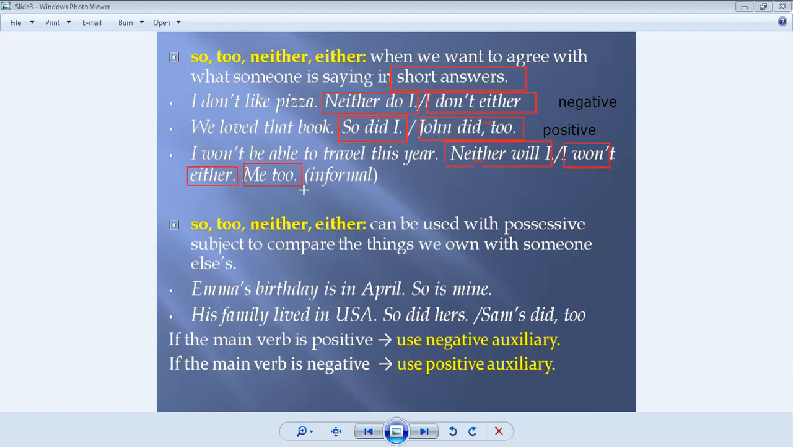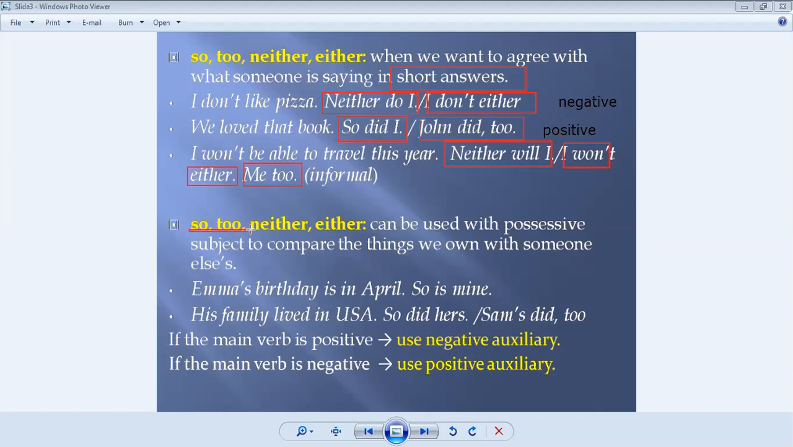Will you travel this year, Rauda, to Egypt? For example, for me, I will not be able to visit my family back in Mongolia. What about you? How can you answer this one? "I won't either." Another way you can say is "neither will I." So, next one here.